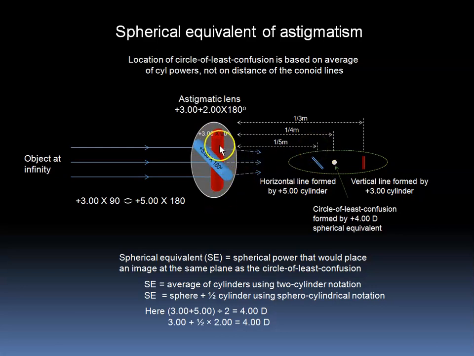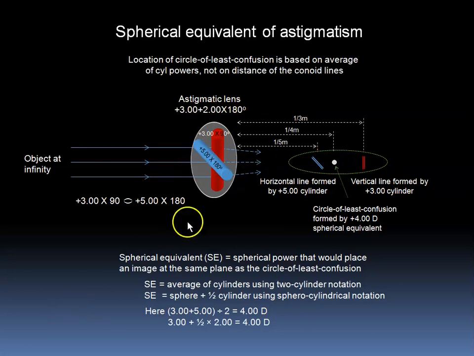The vertical cylinder here is plus 3 diopters and would create its vertical line, corresponding line, 1/3 of a meter behind it. If one takes the average of 3 and 5, one has a spherical equivalent of 4, which means that the circle of least confusion would be created 1/4 meter behind this lens. In other words, the circle of least confusion is not halfway between the two lines, but is halfway dioptrically at 4 diopters, which is halfway between 3 and 5.